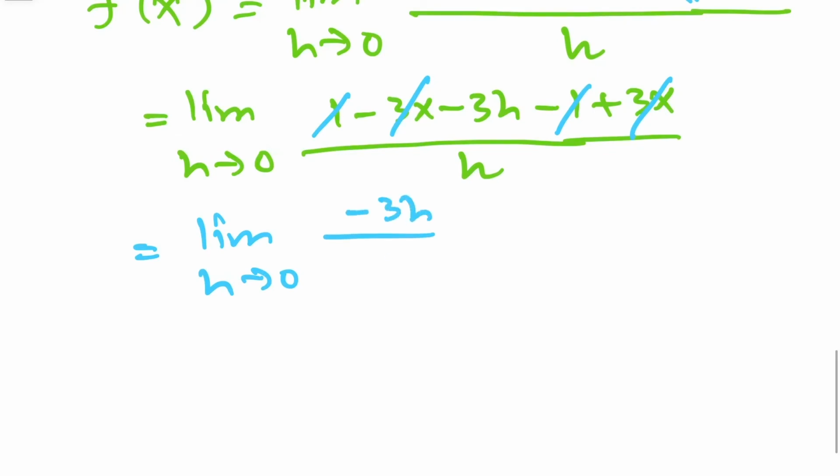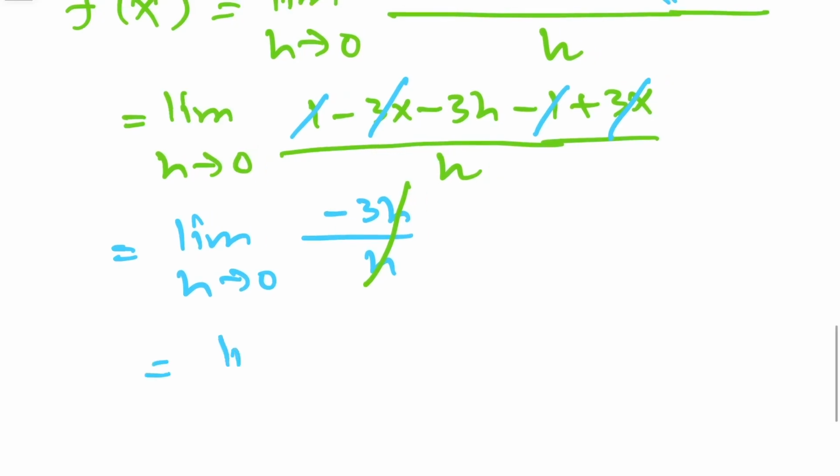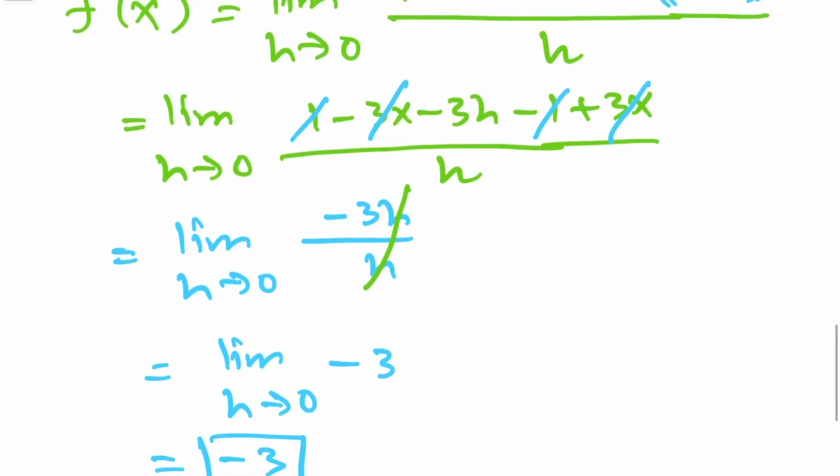We have limit as h approaches 0. On top we have negative 3h divided by h. Can we simplify this a little bit more? Yes, we can. They cancel each other out. So we have limit as h approaches 0, negative 3. So the answer is going to be negative 3. Okay.